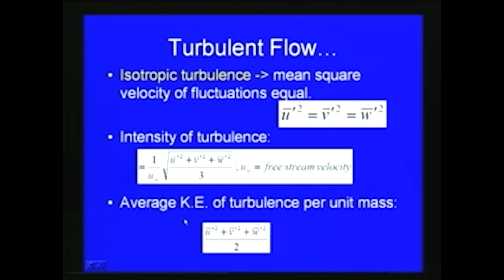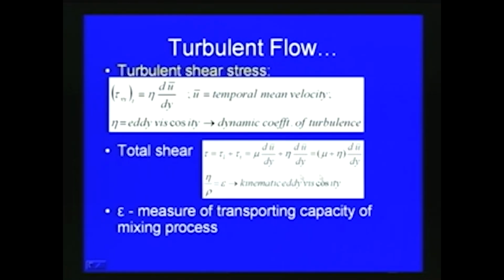So, this is also an important definition in turbulent flow. And if you want to find the average kinetic energy of turbulence per unit mass, we can write it as u dash bar square plus v dash bar square plus w dash bar square by 2. So, this is the average kinetic energy of turbulence per unit mass. These are some of the important definitions which we generally use in turbulent flow and its various parameter determinations.